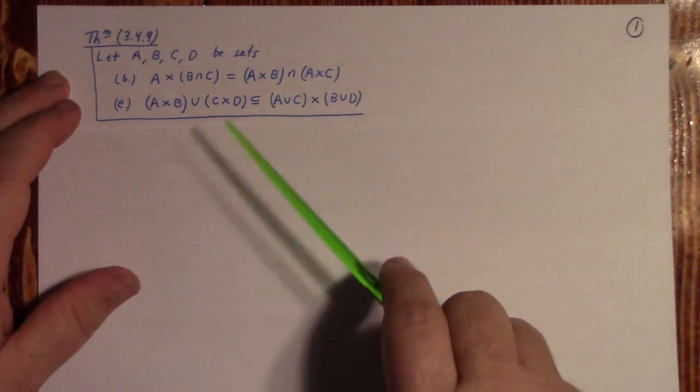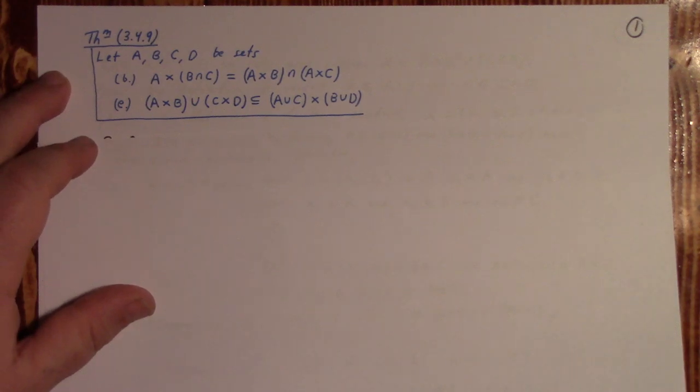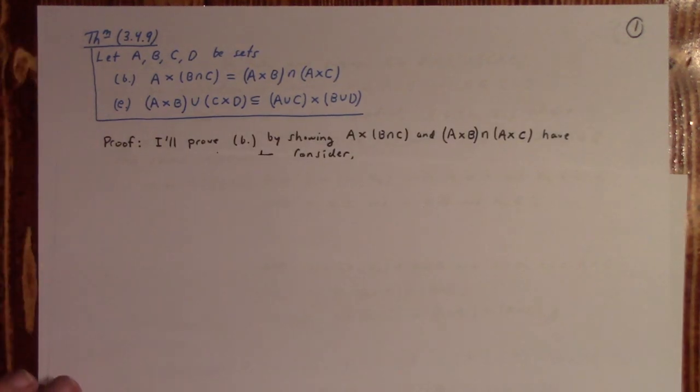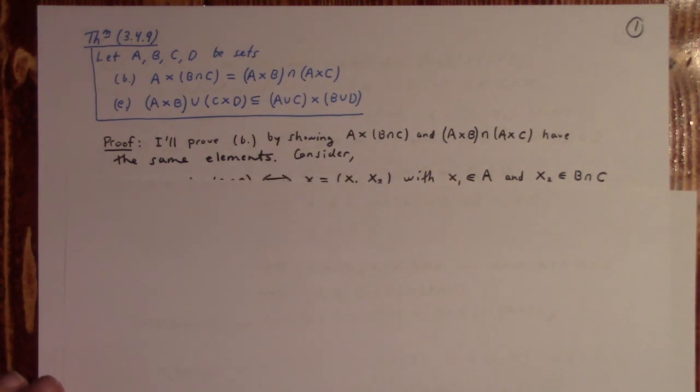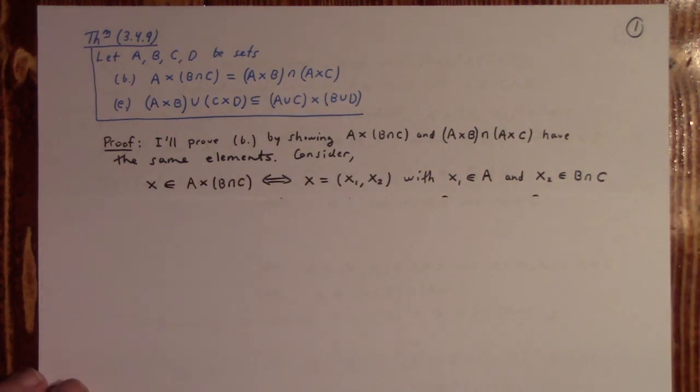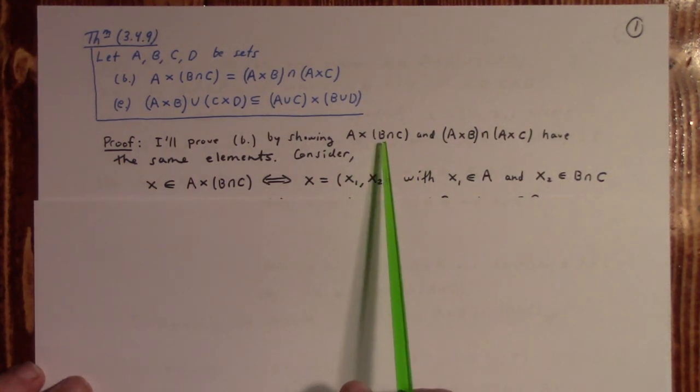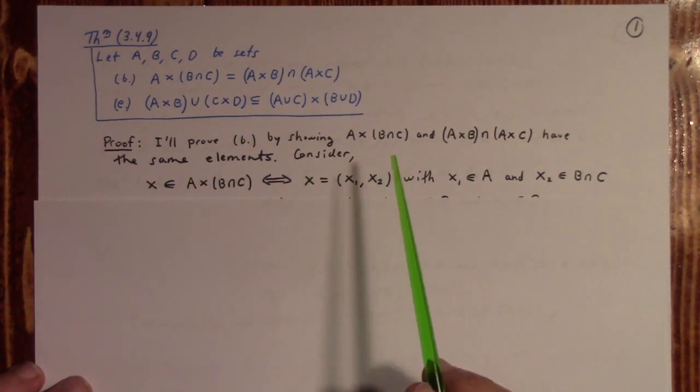So to prove this set equality, I'm going to give us another example of a proof where I show that they have the same elements. I think that's manageable here, so let's do that. So I'll start by proving B by showing that these two sets have the same elements. So here's how that proof goes.